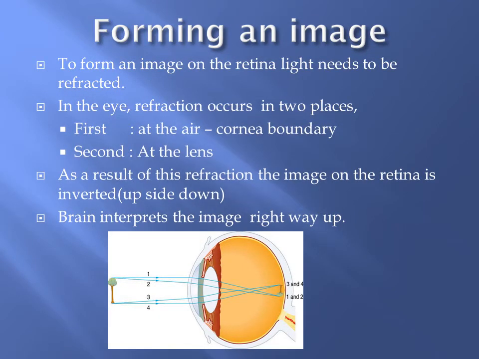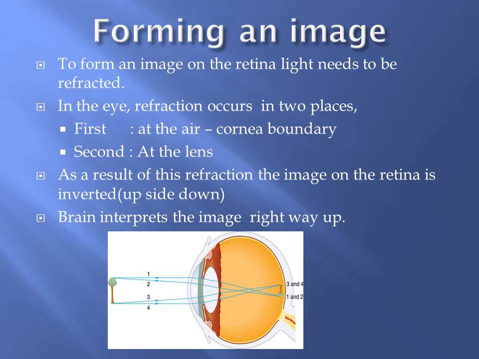So let's see about forming an image. To form an image on the retina, light needs to be bent or refracted. Refraction takes place when light passes from one medium to another of different densities. In the eye, this happens first at the air-cornea boundary, and it happens again at the lens. So the cornea acts as the first lens of the eye.